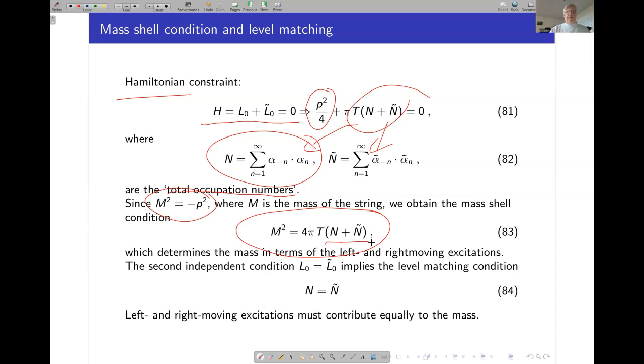We have a second constraint, which is L0 minus L0 tilde is equal to 0, or L0 equals L0 tilde, which means n equals n tilde. And that is a balance condition, which tells us that the left and right moving excitations must contribute equally to the mass.